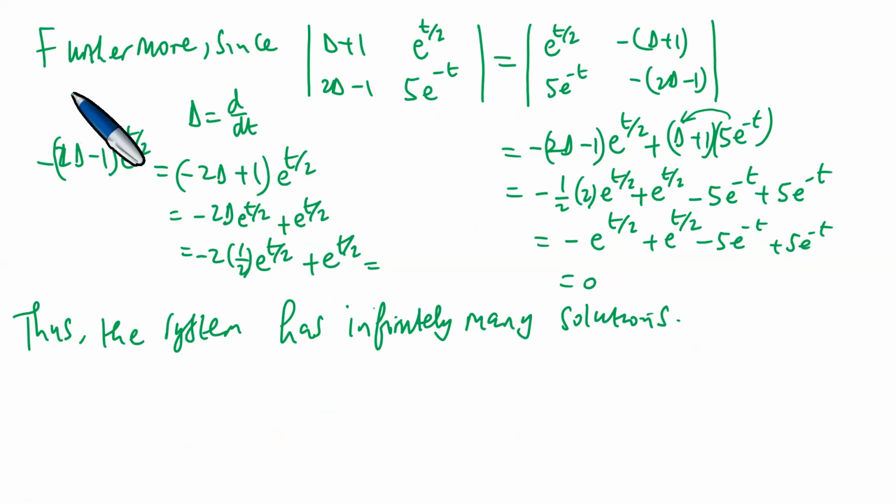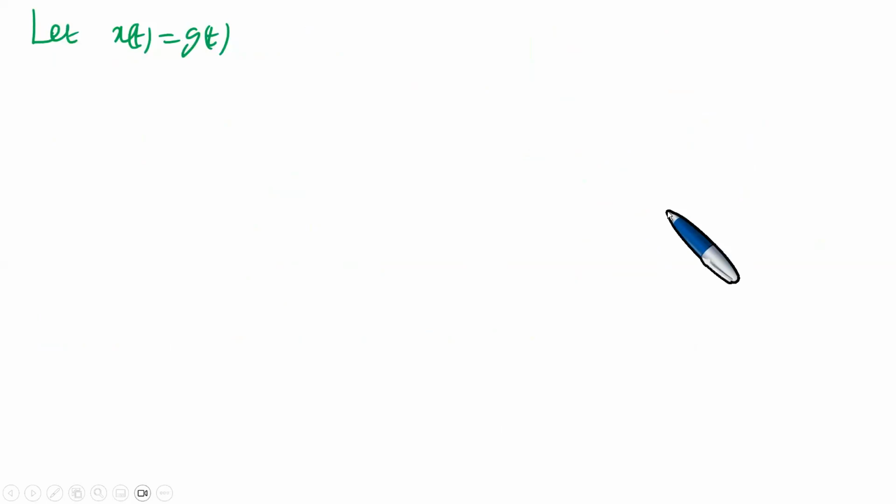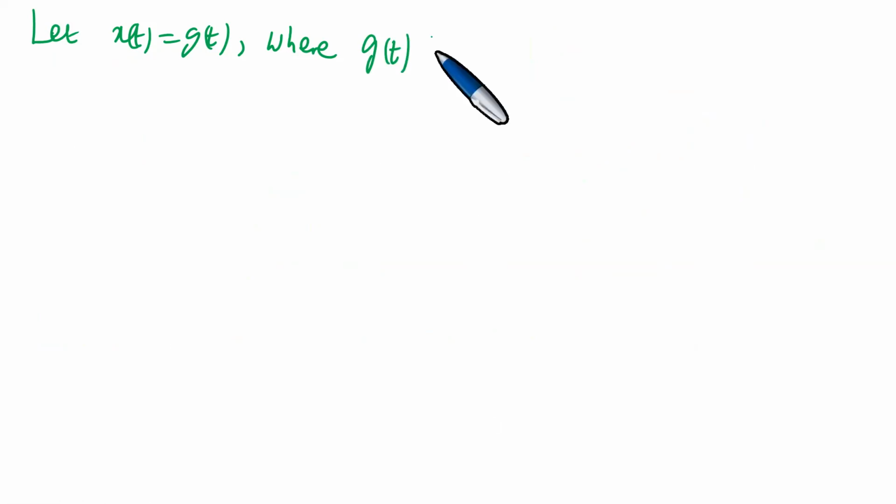Now, since this actually is zero, and therefore we have infinitely many solutions, this is what we do if we have infinitely many solutions. We let x be another function g of t, where g of t is an arbitrary function. So g of t becomes an arbitrary function.